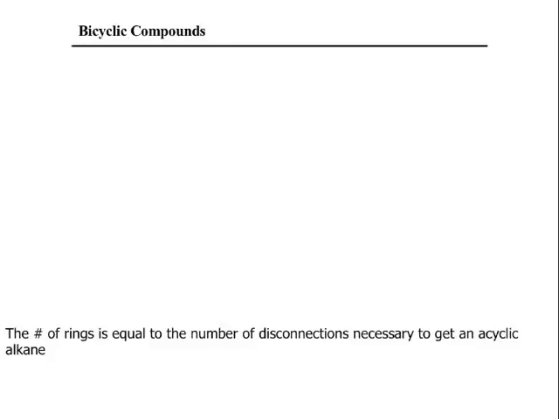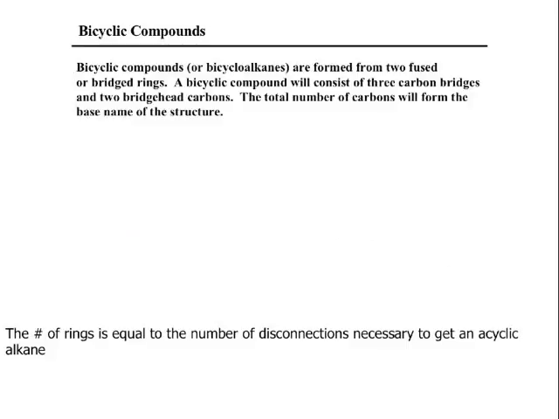Now we have to be mindful of the fact that life isn't always as simple as having one ring. And sometimes we can have more than one ring in a molecule. And we call these bicyclic compounds when we have 2 rings. Can you tell me why that molecule has only 2 rings?